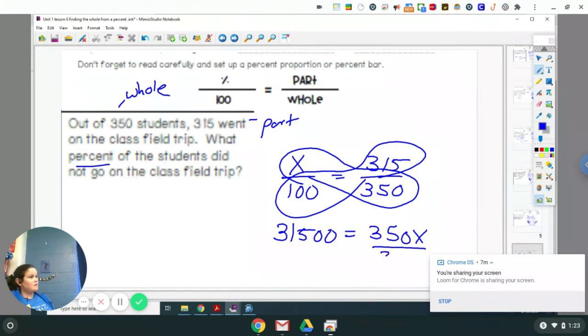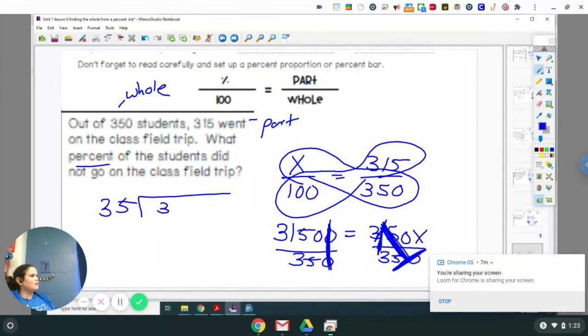So then you're going to divide 350 on the right and 350 on the left. These cancel out to a nice big 1. And then these zeros cancel out. So now you're going to divide 35 into 3,150. And I believe it does go in there nicely. And it is 90. So there it goes in there 90 times. So that means 90% of the kids went on the field trip.